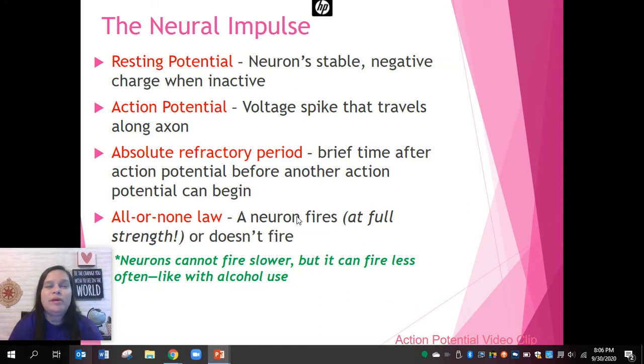All right, so let's talk more about that neural impulse, the action potential. So while a neuron is just waiting to receive a message, we say that it has a resting potential. It is stable, it has a negative charge.